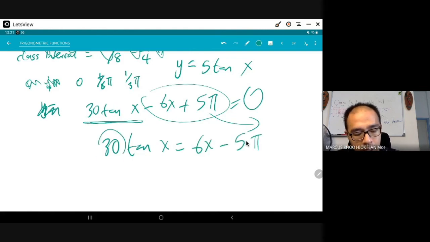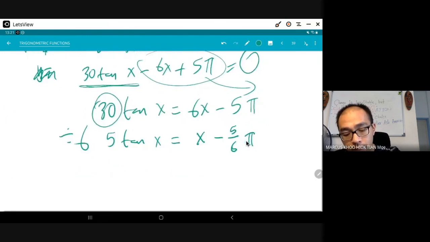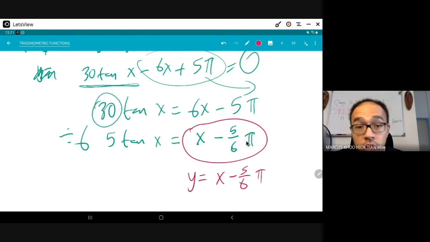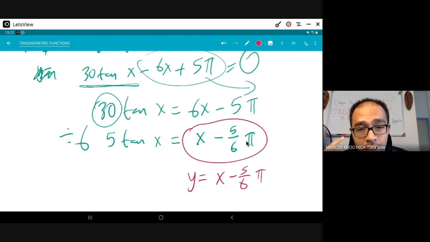How do we make the 30 become 5? We divide everything by 6. You get 5 tangent x equals 6x divided by 6, x, minus 5 over 6 pi, which means that y equals x minus 5 over 6 pi is your straight line graph. Straight line is very easy lah kan, one point kasih sambung. Then when you connect, you can find not the number of solutions, people, it is the value in the solutions. Okay, so this is what I want you to do.